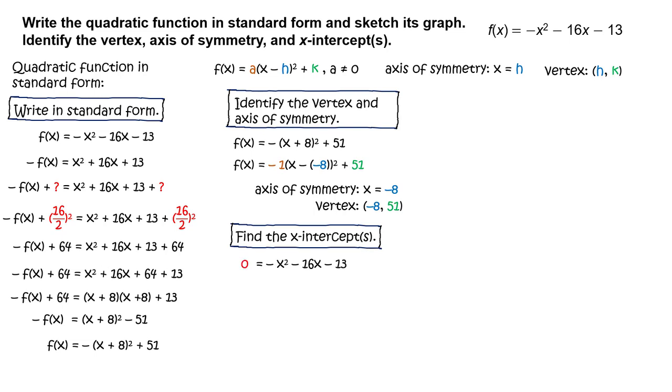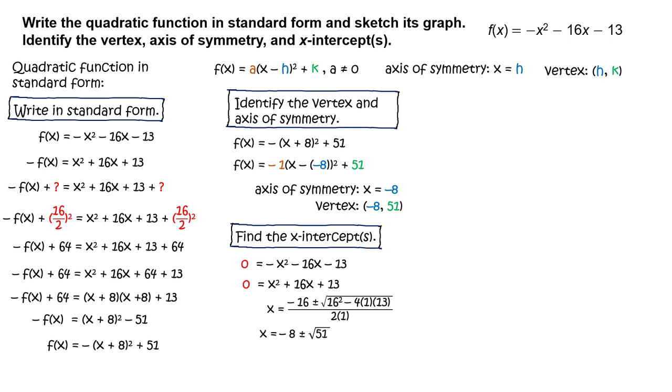To find the x-intercepts, substitute 0 for f(x) and solve the resulting equation for x. You will get 0 = -x² - 16x - 13. Divide each side of the equation by -1 to get 0 = x² + 16x + 13. To solve the equation for x, use the quadratic formula. Write x = (-16 ± √(16² - 4·1·13)) / (2·1).